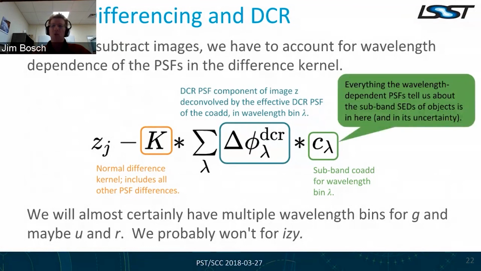But it's worth pointing out, for those of you who are interested in what the wavelength-dependent PSF tells us about the subband SEDs, all that information is in these subband template coadds and the differences between them, which we also have to record. And of course, these are coadds that we're going to have to retain after the processing and data release is done, because we're going to use them for alert production for the next season. So these coadds will be available, and you would have to do some image processing on them to learn stuff from them. But I think all the information wavelength-dependent PSFs tell us is in those coadds.